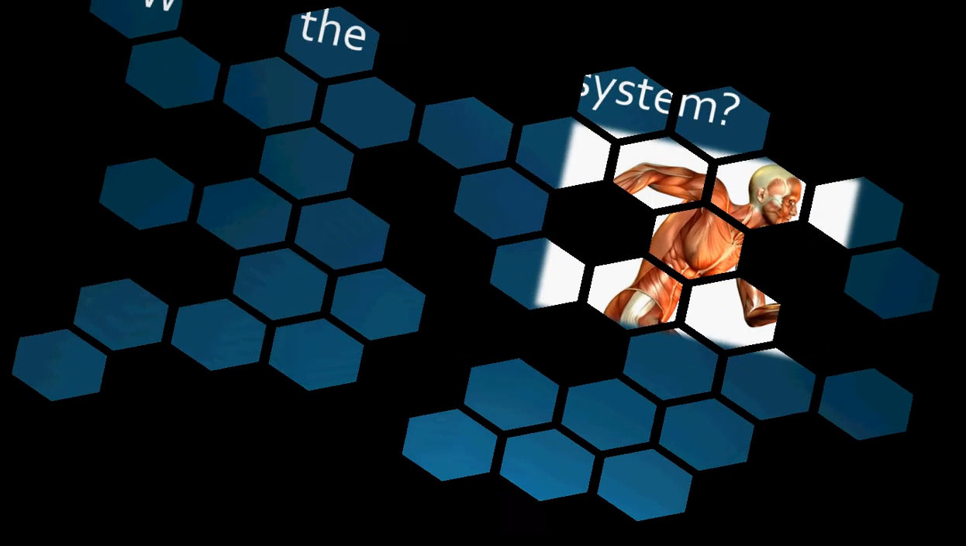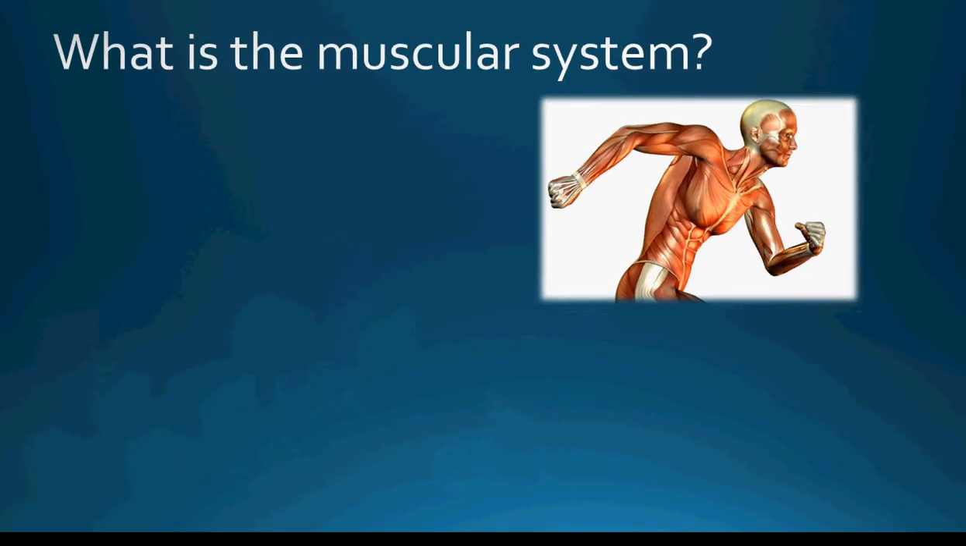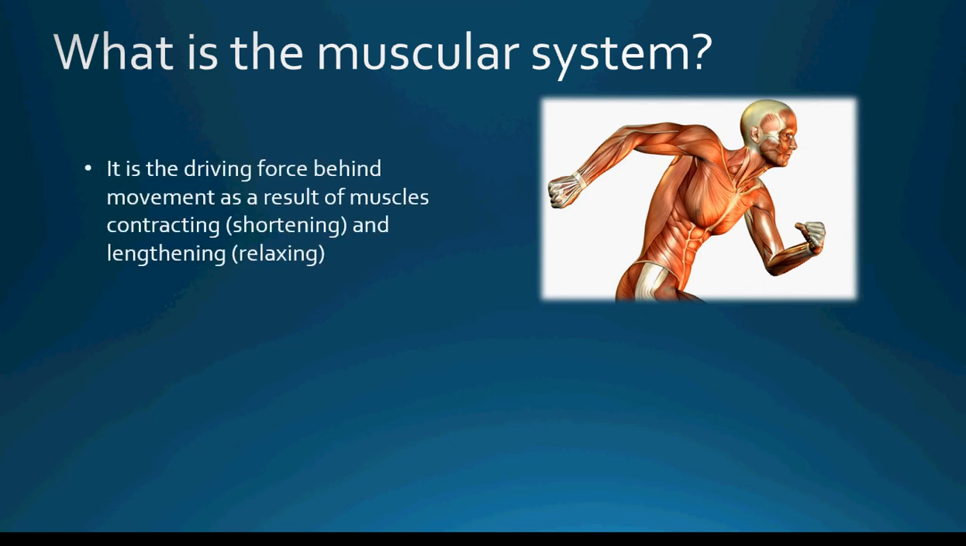So what exactly is the muscular system and what does it do? Well, the term muscular system describes all the muscles in the body and how they work. The muscular system is the driving force behind movement, which happens as a result of muscles contracting and lengthening. Muscles also define body shape and maintain posture, whether you're sitting or standing. They work either voluntarily through different types of planned contraction or involuntarily, contracting and lengthening by themselves, as happens with the internal organs.